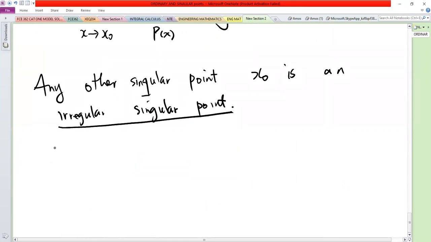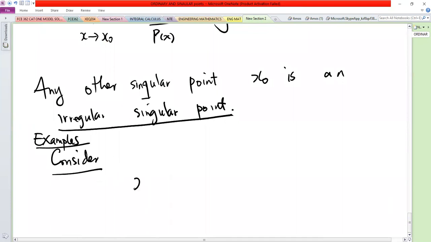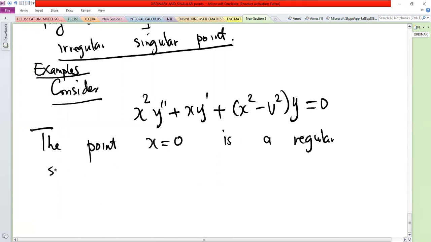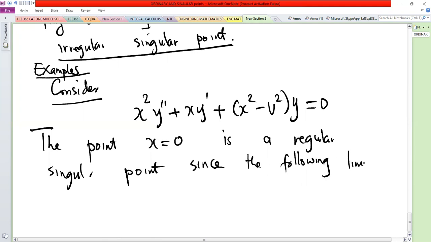So for example, these are examples. If we have the Bessel differential equation of order V given by this equation, then we can see clearly that the point x equals 0 is a regular singular point, since the following limits are finite. So this is what we mean.